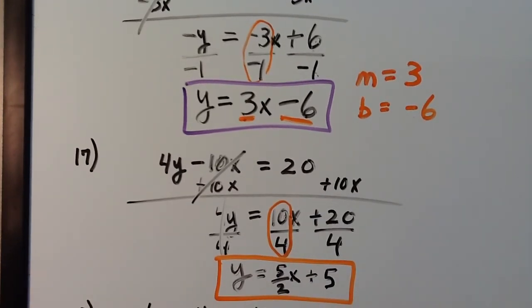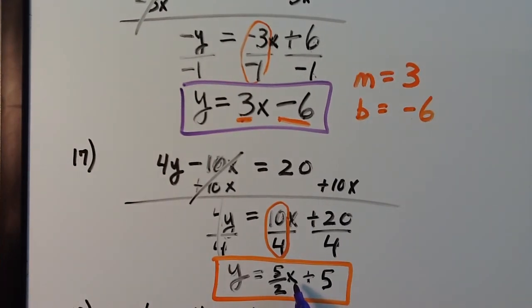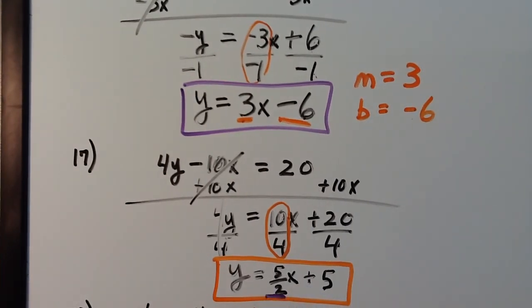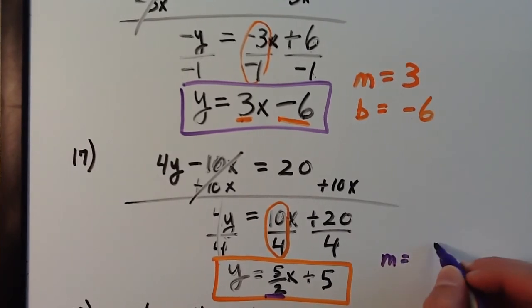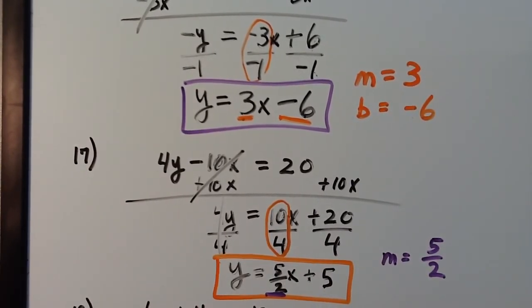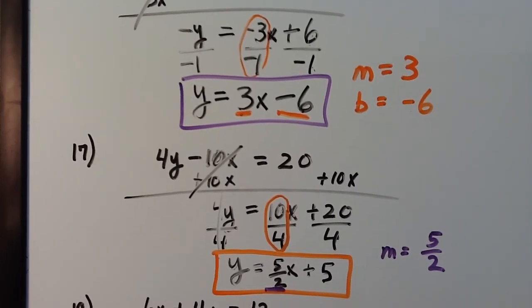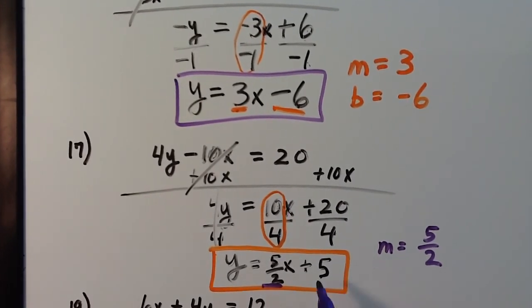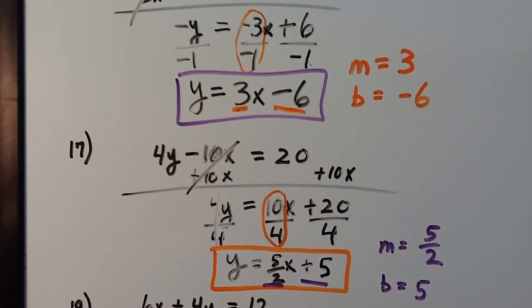So what's m? What is the slope? Here's the x term. The number before it is 5 halves. So m is 5 halves. That's our slope. You can leave it as improper. It is simplified, but it's improper. That's okay. Next, what's b? What's the y-intercept? Here this is positive 5. So b is 5. That's where it crosses the y-axis.